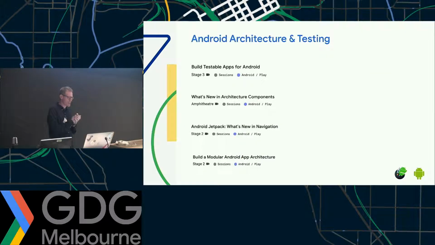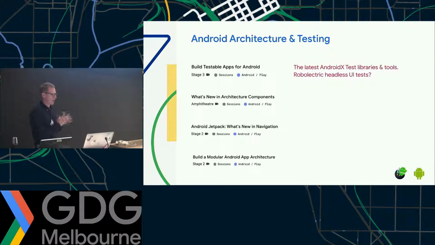So I'm super interested in architecture and testing, and these are 4 of the sessions that jumped out for me. The big one is, this is the only session on testing throughout the whole conference, which surprised me a little bit. But they're going to talk about the latest AndroidX test libraries and tools. Last year, we were introduced to Robolectric 4.0 and this idea of running our UI tests, our Espresso tests, as headless tests in the JVM, kind of like unit tests.